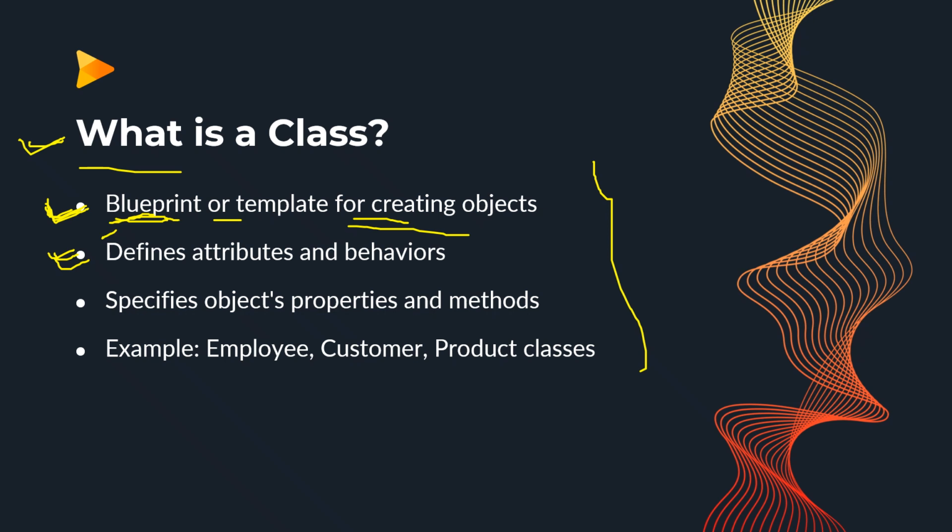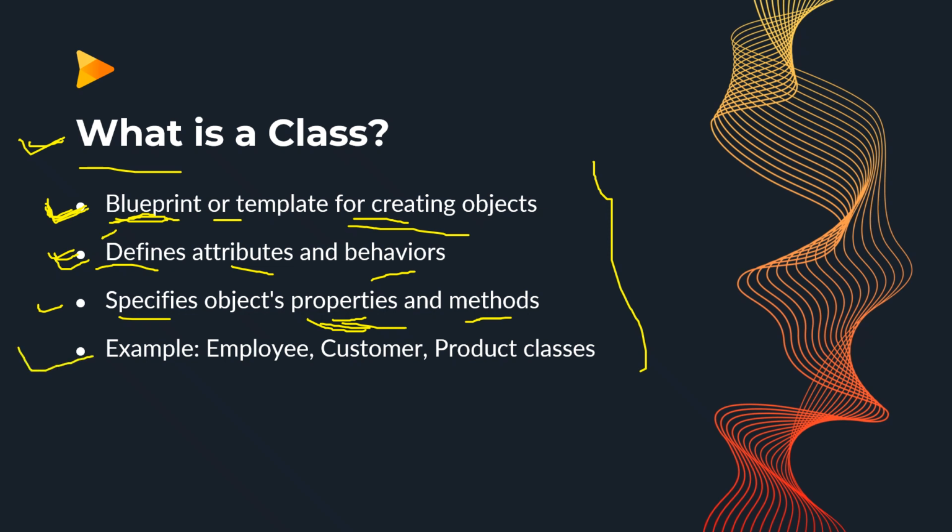So now it defines attributes and behaviors of objects. So this is the class, and it also specifies objects' properties and methods. We have seen that in our previous overview video that classes are the blueprint and objects have states and behaviors. So these are the states known as properties and methods are known as behaviors.